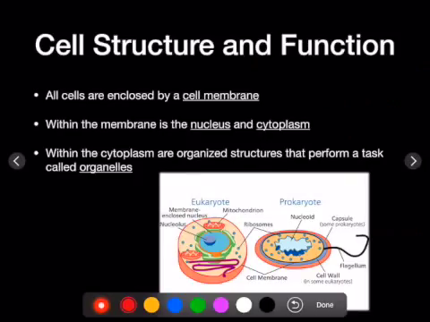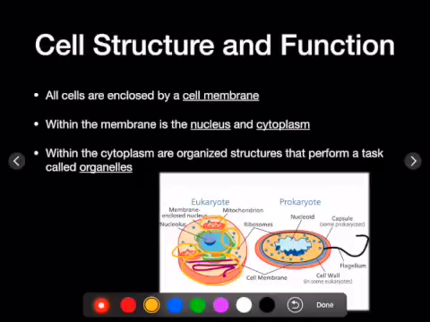So all cells are enclosed by a cell membrane, just the outside covering of the cell. Within the membrane is a nucleus, which stores our DNA in eukaryotic cells, but in both eukaryotic and prokaryotic cells there's cytoplasm, which is almost like a liquidy substance that holds everything in place. Within the cytoplasm are organized structures that perform a task, called organelles. So all these little things right here are organelles inside the eukaryotic cell. In the prokaryotic cell, we don't have those types of things.